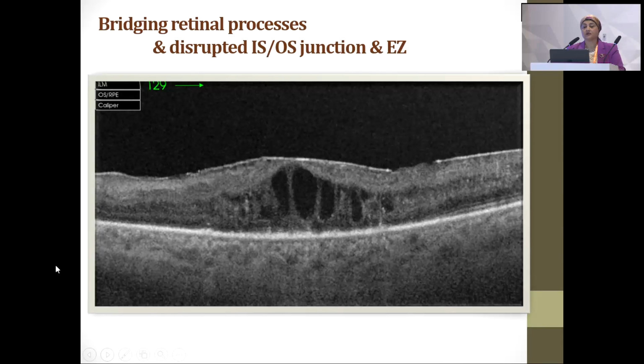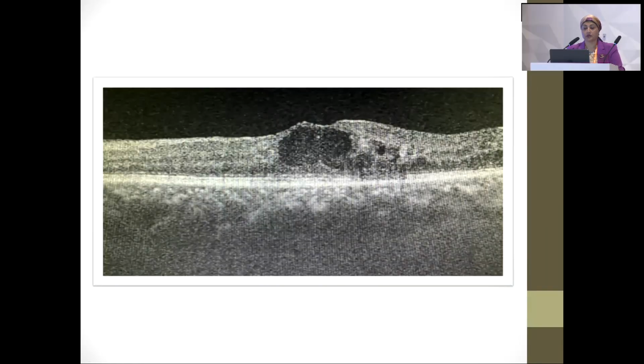As well as if we see the vitreoretinal interface with the epiretinal membrane, shadow of the epiretinal membrane, and multiple intraretinal cystic spaces, and also there is disruption of the outer retinal layer. This all carries bad prognosis for treatment.